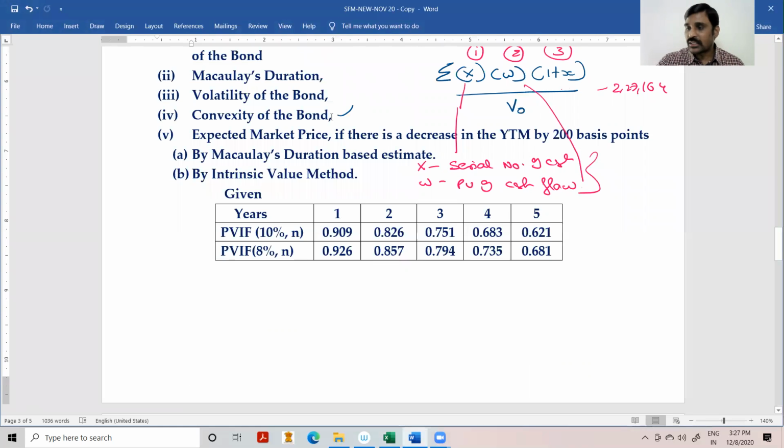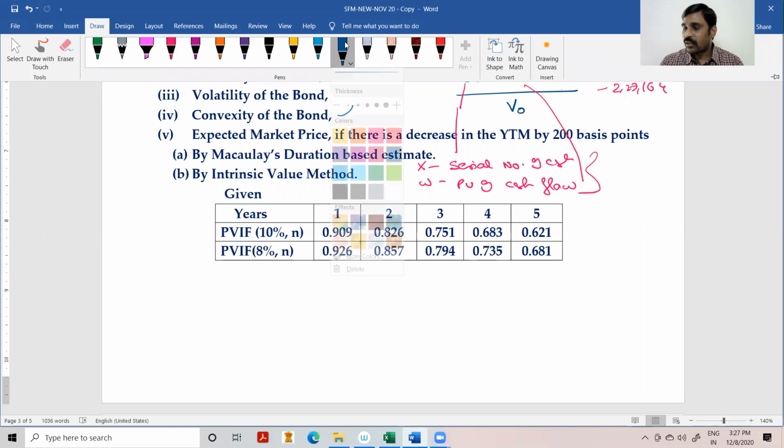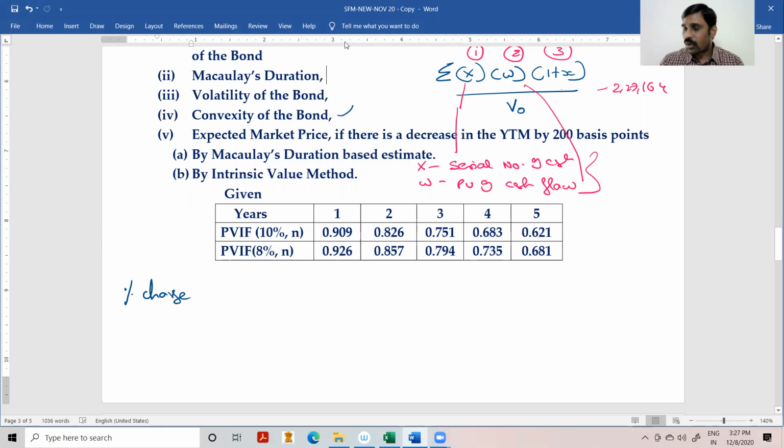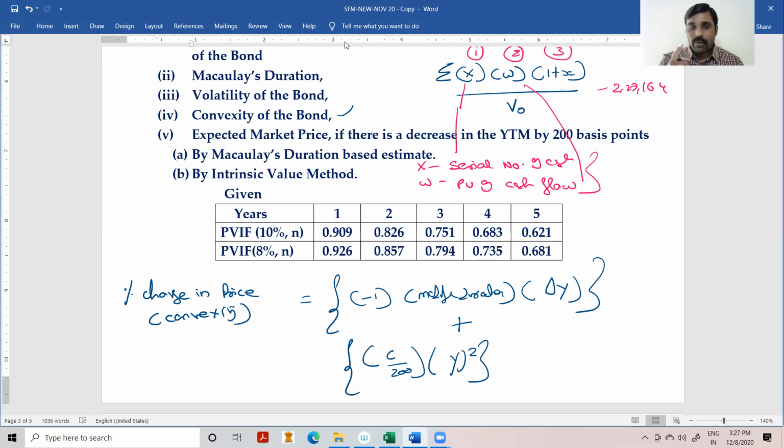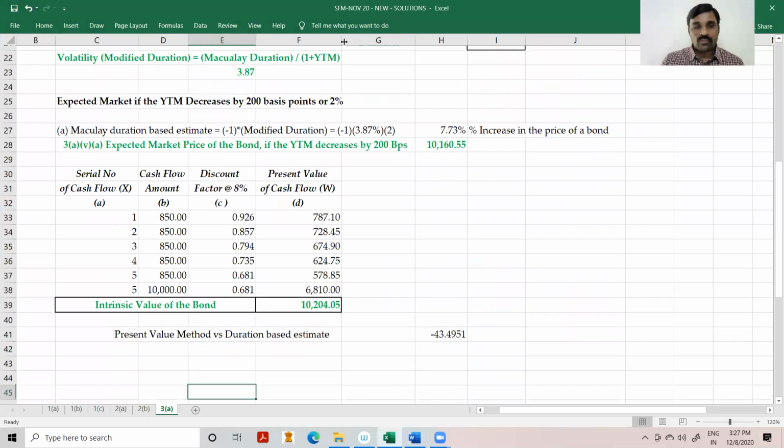Now on the other hand, convexity. There is a formula here to calculate the convexity. Percentage change in price of the bond as per convexity estimate is equal to minus 1 into modified duration into percentage change in the yield, plus convexity divided by 200 into percentage change in the yield whole square. This is what the formula gives you.